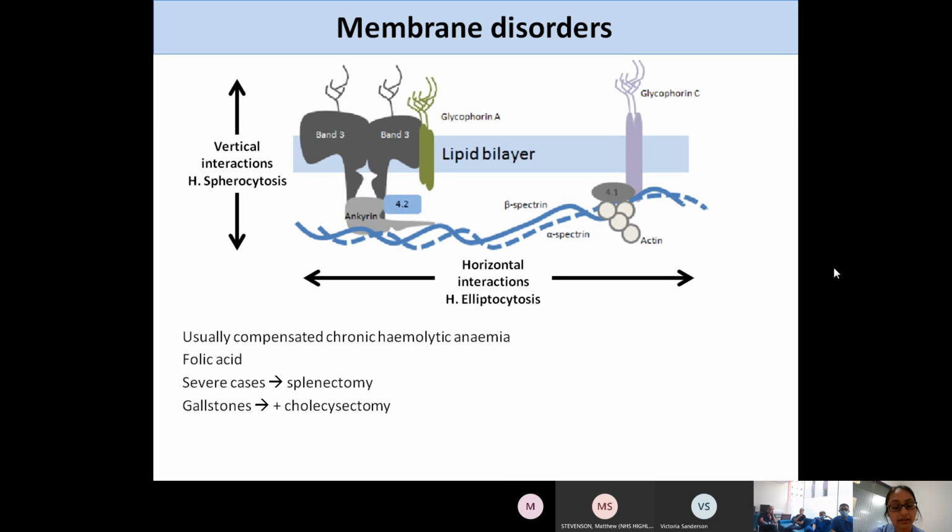Some people have more severe phenotypes and need a splenectomy to try and lengthen the red cell lifespan. And some children who have lots of gallstones may need a cholecystectomy. Interesting with this child was that he had a parvovirus infection. Parvovirus will in anyone cause a temporary cessation of erythropoiesis, which lasts about 7 to 10 days. So you don't make any red cells for 7 to 10 days.